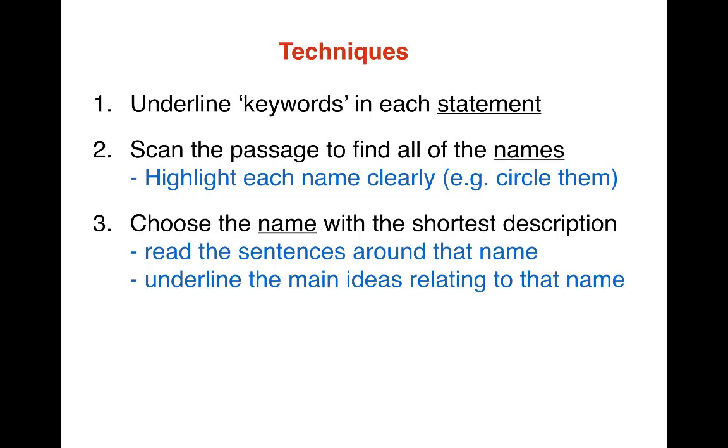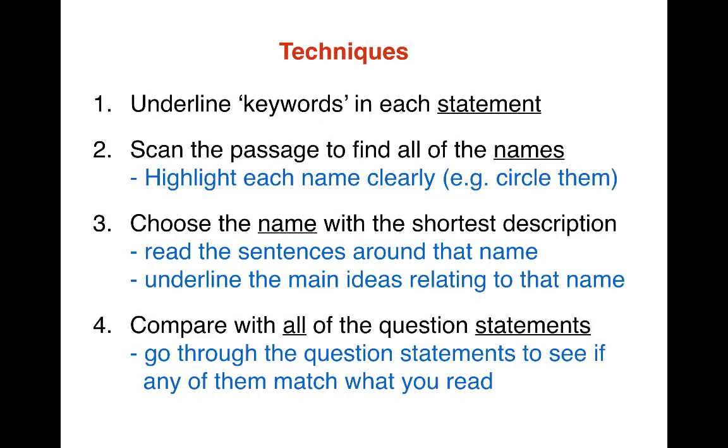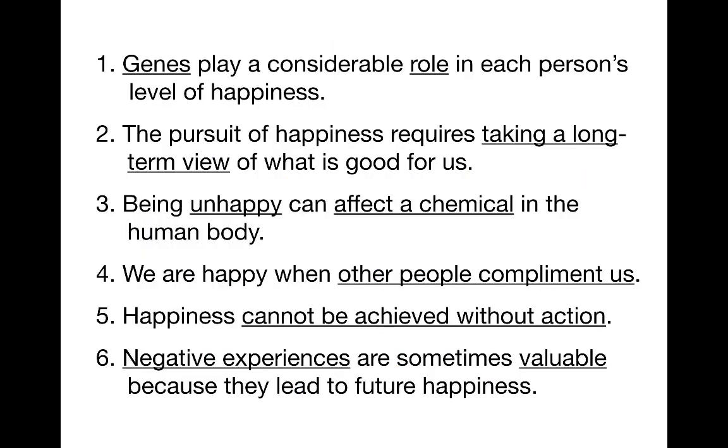We do technique 4. Compare that information with all of the question statements, go through them to see if any of them match what we just read. Here we are with the question statements. Was it about the role of genes? No. Number 1, no. 2, taking a long-term view? No. Unhappy and the effect on a chemical? No. Number 4, other people compliment us. We are happy when other people compliment us. Well, that could be the answer. We'll come back to that in a minute.